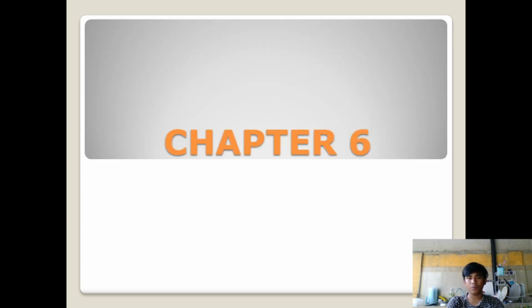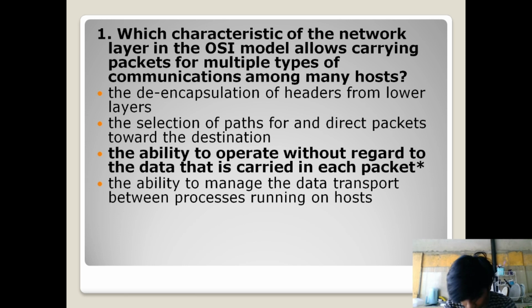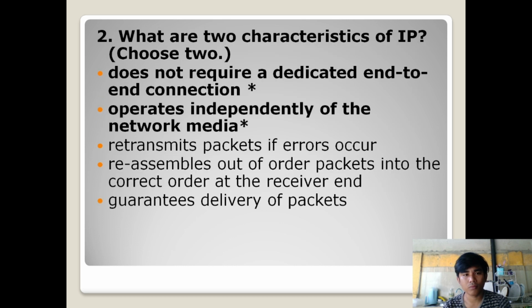So chapter 6. Sorry. Which characteristic of the network layer in the OSI model allows carrying packets for multiple types of communication among many hosts? So my answer in this question is the ability to operate without regard to the data carried in each packet.